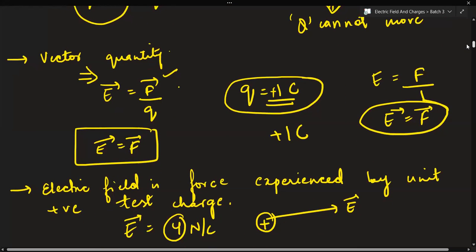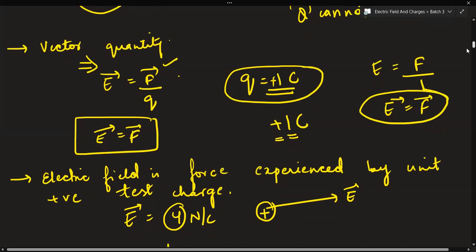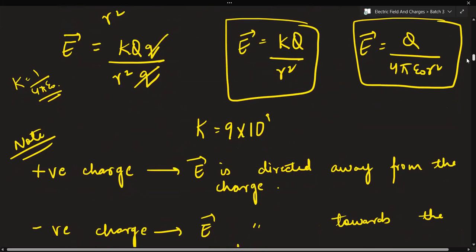Now, electric field is equal to force divided by charge. If I put the charge value as plus 1 Coulomb, will electric field be equal to electric force? Yes, it will be. So we can define electric field as the force that is experienced by a unit positive test charge. All the force experienced by a unit positive test charge is known as electric field. Now, this is the general formula of electric field, KQ by R square.